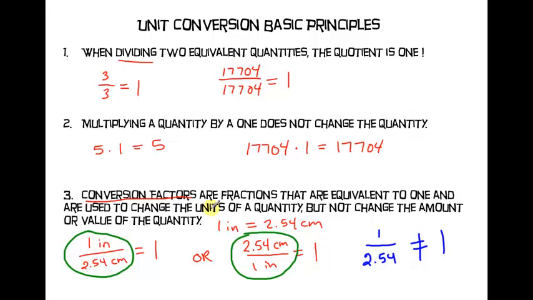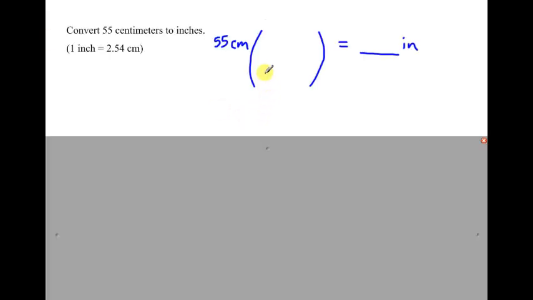But which one do I pick? How do I decide? Well, let me tell you. We build this fraction and we look at the unit that we have. The unit we have, we need to cancel it out. And so in order to cancel centimeters, I need to put centimeters down in the denominator for that canceling to happen. And therefore, I'm going to put inches in the top.